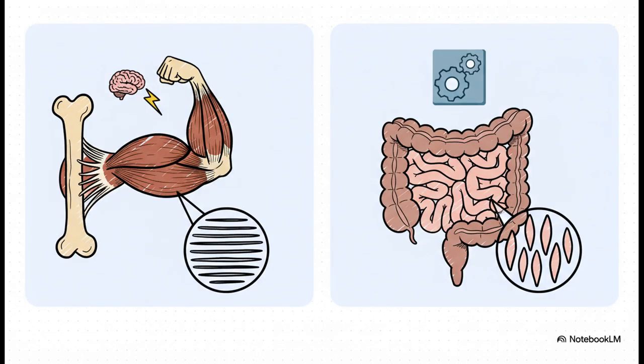And we have two main types that we control very differently. On the one hand, you've got skeletal muscle. This is the stuff attached to your bones, and it's voluntary. You decide, I'm going to lift my arm, and boom, it happens. On the other hand is smooth muscle. This is the automatic muscle that lines your stomach and your blood vessels. You don't have to think about digesting your food. It just happens, all thanks to this tissue.